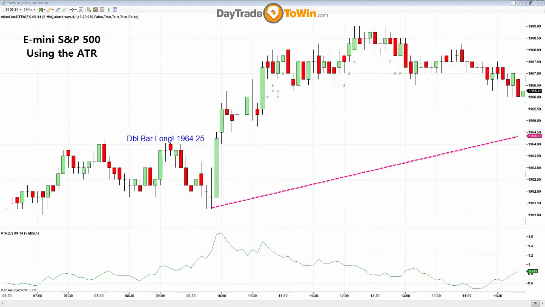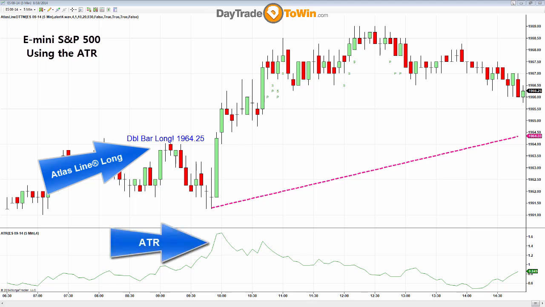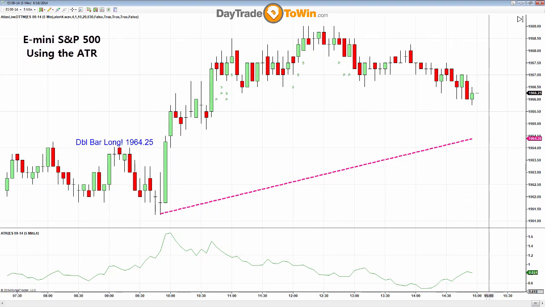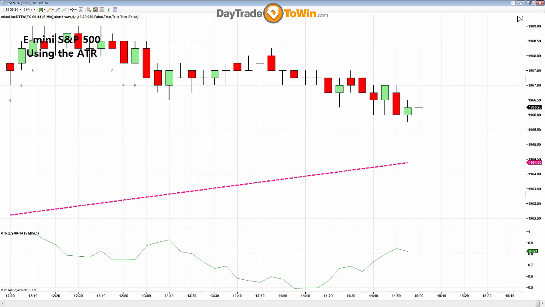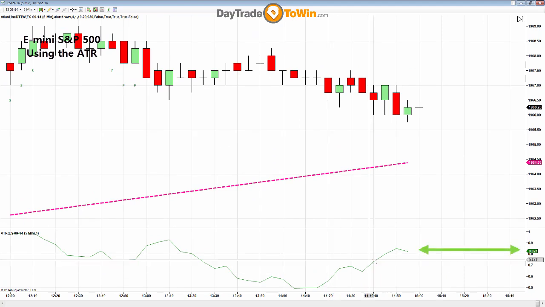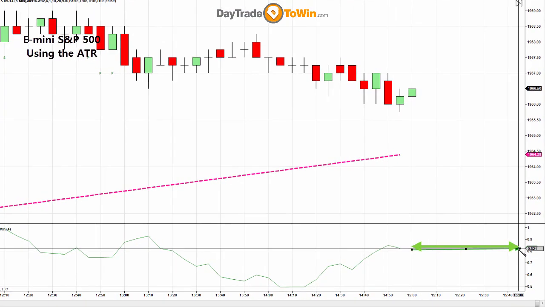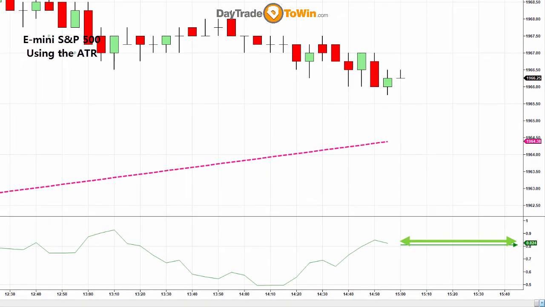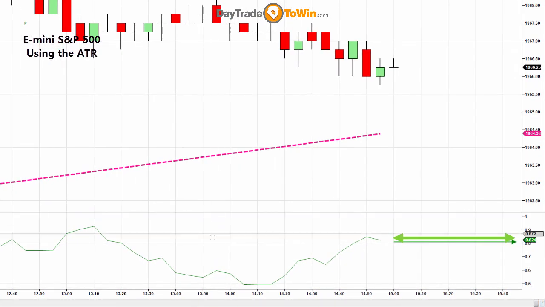So here we have the E-mini S&P today, a nice long trade at 1964 quarter using the Atlas line software. But more importantly, if you look at the ATR, it tells you exactly what to expect: targets, as well as how you can configure the stops based off them. You can also know whether or not the market's too slow or too fast to trade. If you look at where the market is currently trading, the value that the ATR is telling me is 0.824.